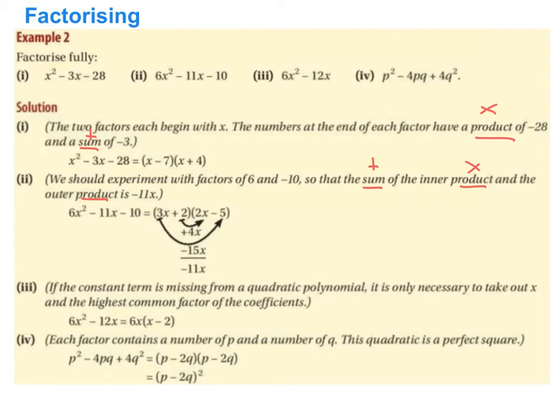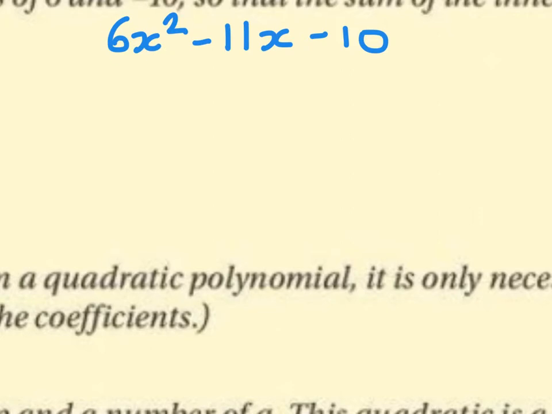We can check are we right by multiplying out the brackets. 3x by 2x is 6x squared, 3x by minus 5 is minus 15x, 2 by 2x is 4x, put them together to get minus 11x, and 2 by minus 5 is minus 10. But I have a different method that I like to use for this, so I'm going to show you how to do that now. So I want to factorize 6x squared minus 11x minus 10.